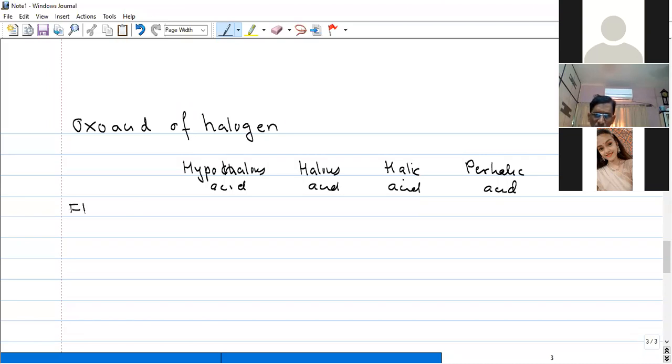Take for example fluorine. Fluorine forms HOF, called hypofluorous acid. Halous acid: nil. Fluorine forms only one type of acid, that is hypofluorous acid.